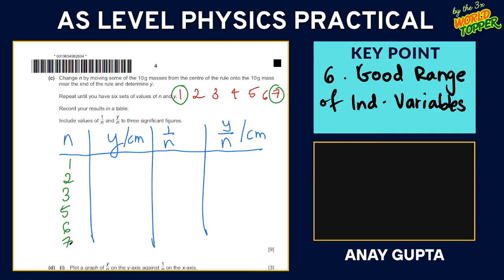I made this mistake in my board exam. I took 1, 2, 3, 4, 5, 6, and I was penalized 1 mark for that. I don't want you to repeat that same mistake, and so please take the extremest values of the independent variables.